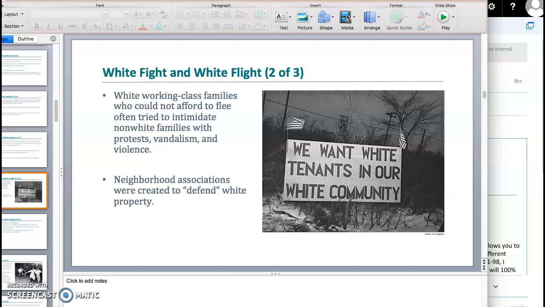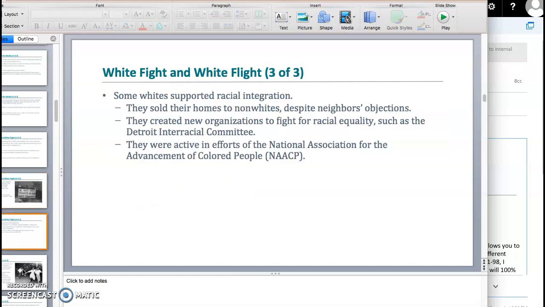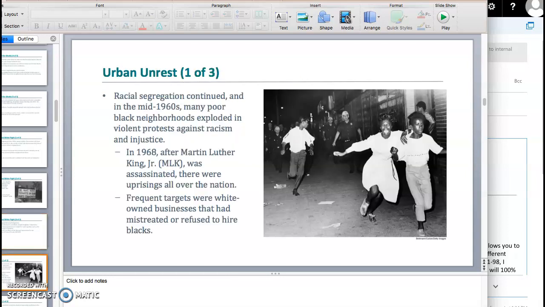You've seen where black and brown people have moved to certain areas and they're not wanted there. That's interesting to me, since we're all human beings. And white fight and white flight. At times it was fight, and then once certain people felt, we're not going to win this fight, they would flee. They sold their homes to non-whites, and the neighbors did object, but eventually they moved to the suburbs.